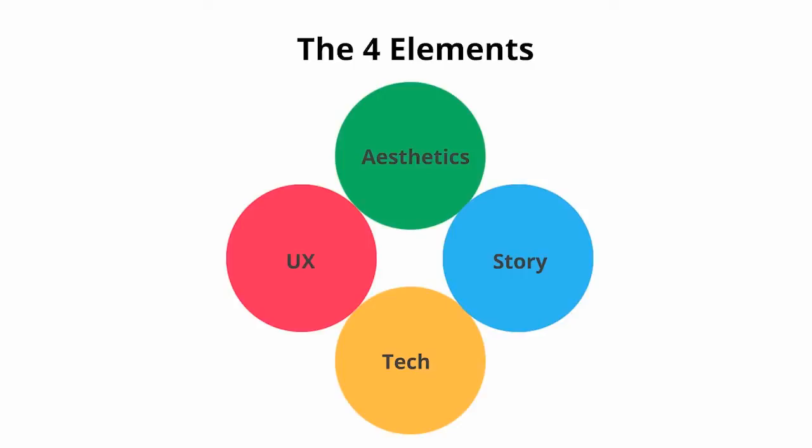So let's start with the 4 elements. You've got technology as a foundation for publishing and creating these things. Story is about what happens in your interactive experience. Aesthetics is how it looks or how it sounds. And user experience, of course, is how it feels to interact with.